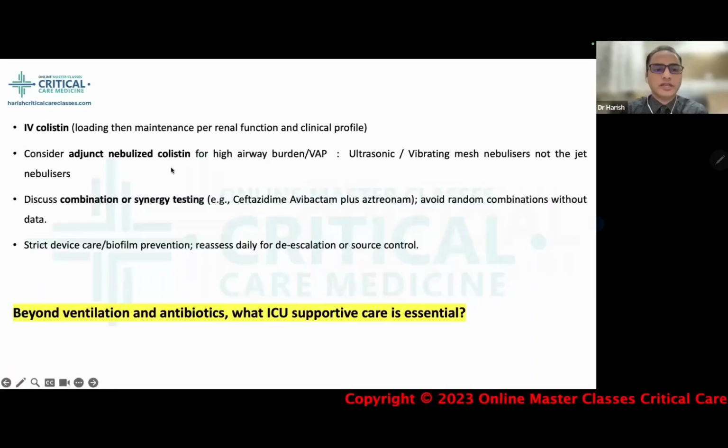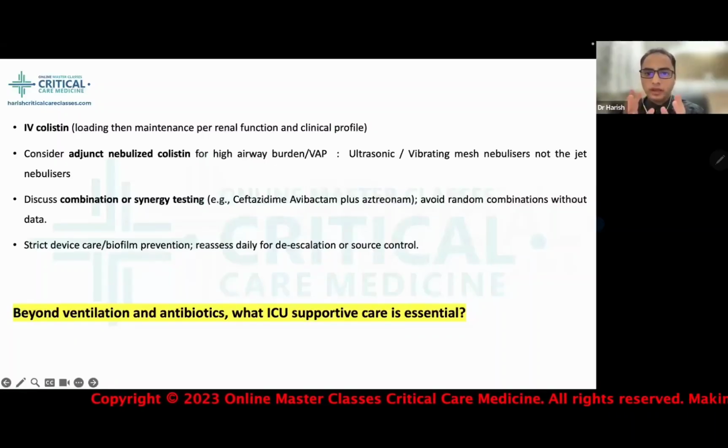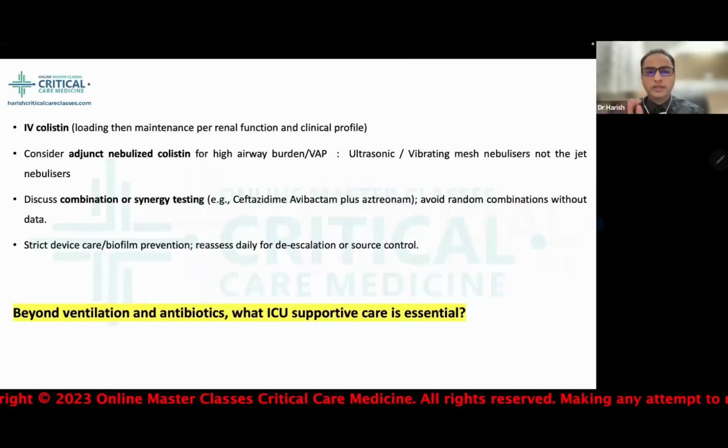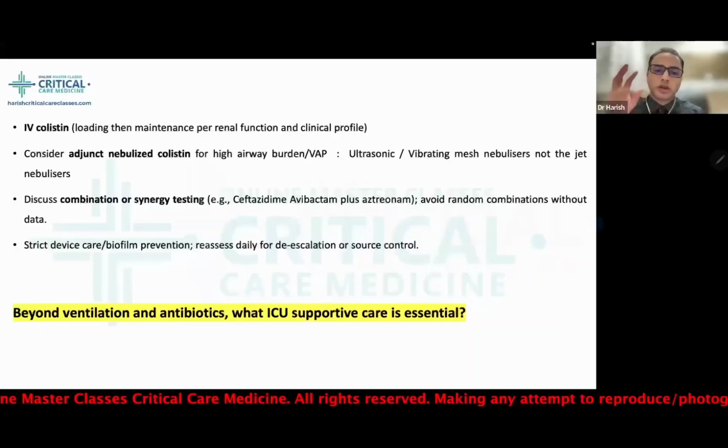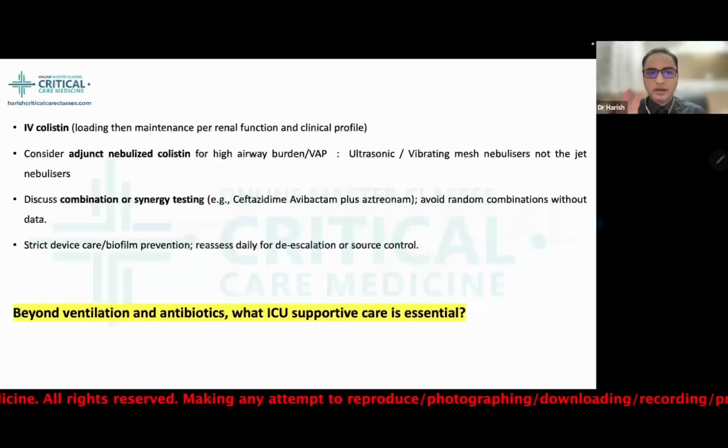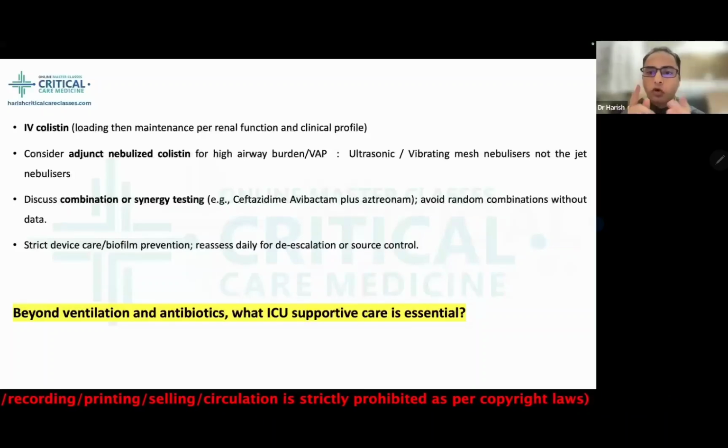So consider adjunct nebulized colistin if there is a high burden of airway colonization and VAP. But nowadays even IDSA is not strongly recommending nebulized colistin or nebulized antibiotics as mandatory. If at all using a nebulizer, it is always with systemic therapy, not as standalone therapy. Standalone therapy you can give only when the patient has ventilator associated tracheobronchitis, so not in VAP.